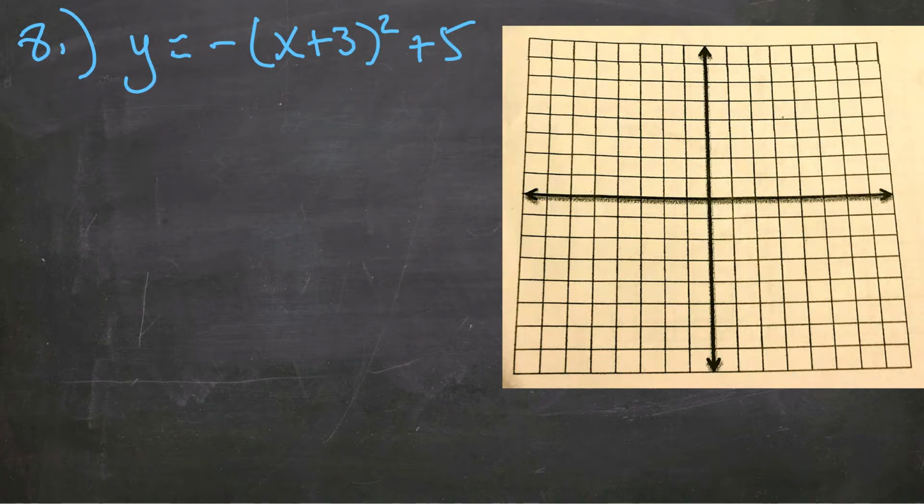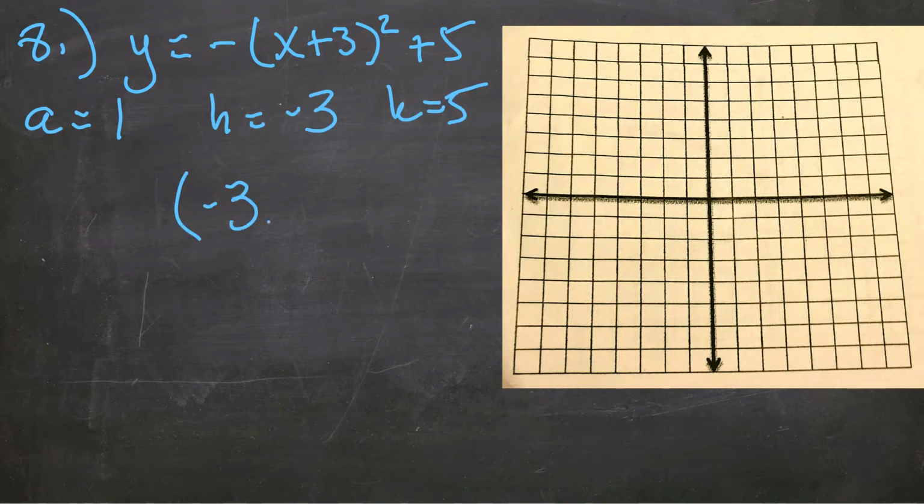Alright, number 8, we have y equals negative, inside the parentheses, x plus 3 squared plus 5. A is 1, h is negative 3, k is 5. So my vertex is at negative 3, 5. Put a dot there, there's my dotted line. Now, like I said, you might want to wait to graph this in case you need to change the scale, so you don't have to erase anything. Put my XY chart.